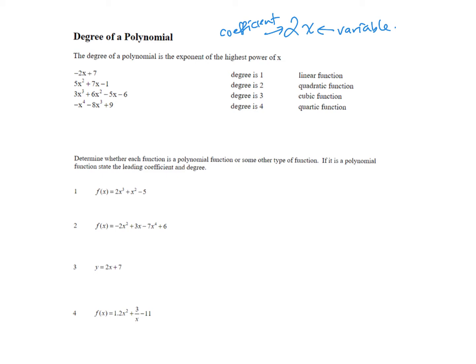And so when we are looking at the degree of a polynomial, we're looking for the highest power. So a degree is the highest power in that group of terms. And the leading coefficient is the coefficient on the highest power.